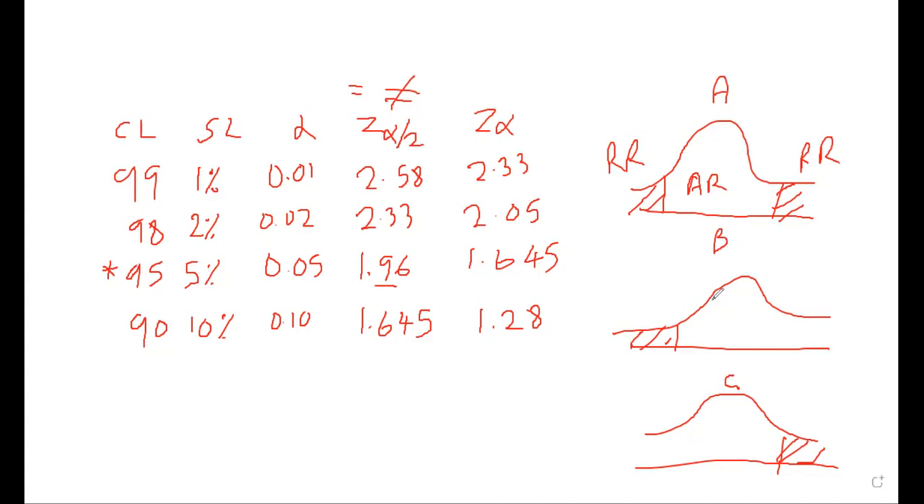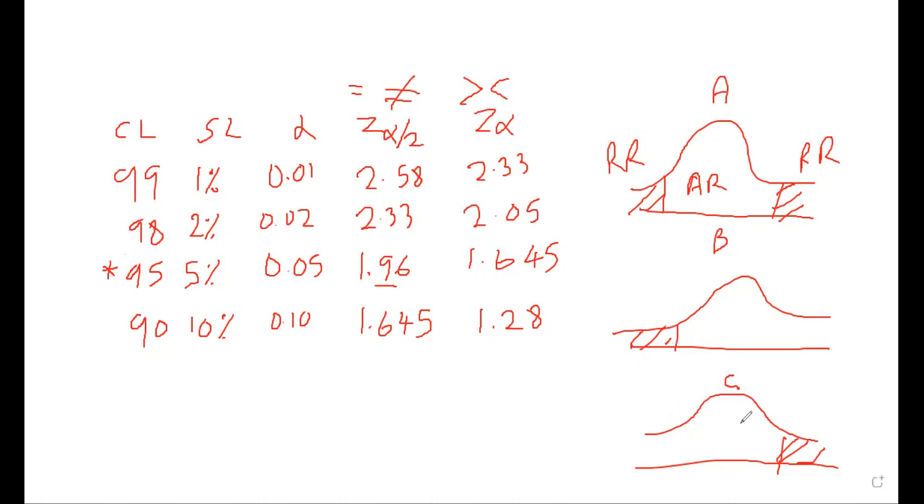For figure B, this is a single-tailed test, and the signs for a single-tailed test are greater than or less than. So this one is clearly less than. So the sign that should appear in the alternative hypothesis is the symbol less than, because we are shading on the left side. However, if we're at 95%, the critical value here is 1.645 instead of 1.96.